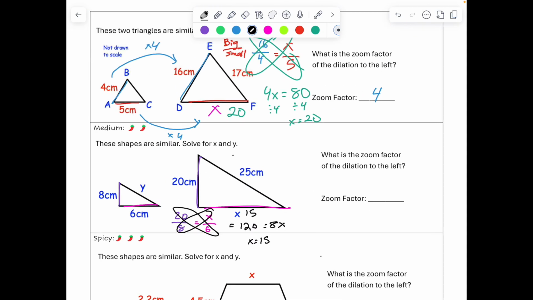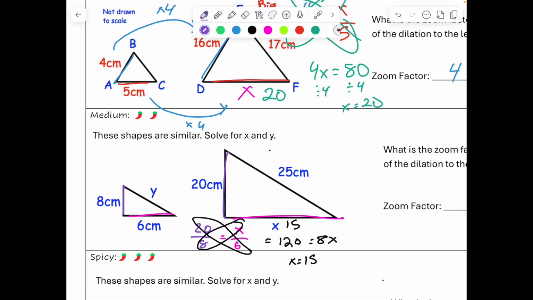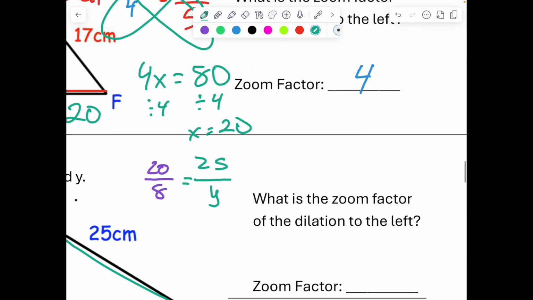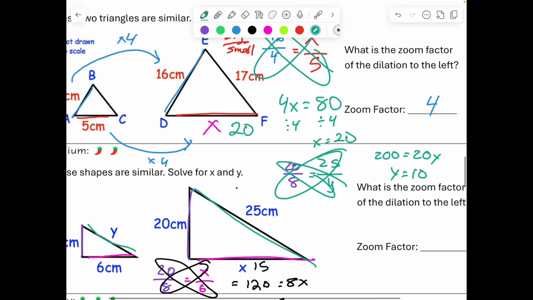Okay, and then we can set up the other ratio with y. So let's do 20 and 8 again, but this time we'll do the 25 and y. Okay, cross multiply. So 25 times 8 is 200. That's equal to 20y. And 200 divided by 20 is 10, so y is 10.